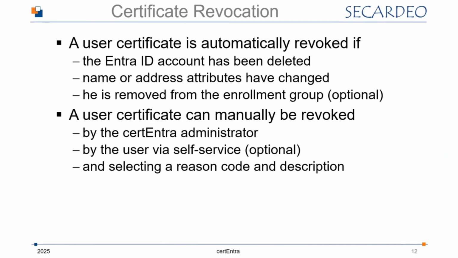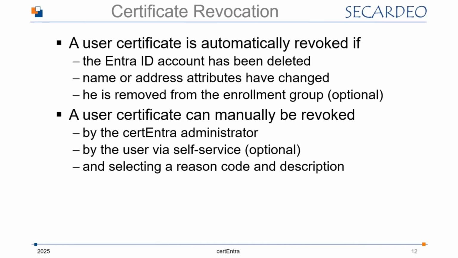Then we have certificate revocation. A certificate is automatically revoked if the account of this user has been deleted, or if name or address attributes have changed that are inside of the certificate. So that means if the first name has changed, or if the email address has changed, the certificate will be revoked and you will get a new certificate automatically with the new address attributes. The certificate will also be revoked when the user is removed from the enrollment group.